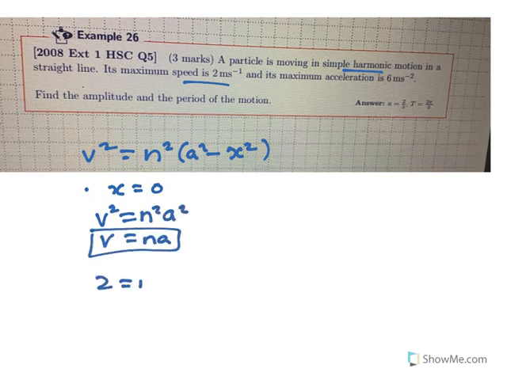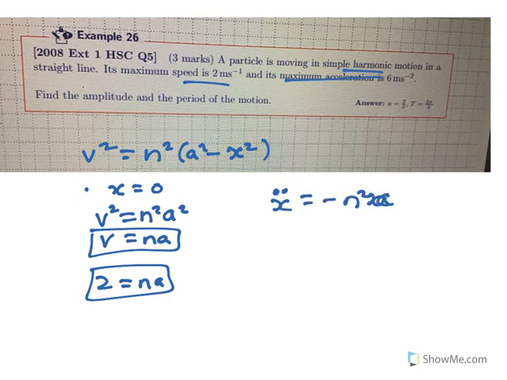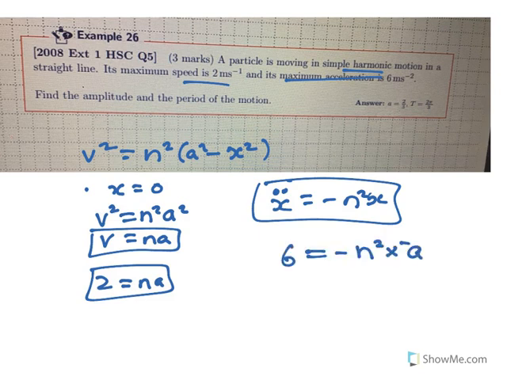So that means 2na equals 2. And the maximum acceleration, so that's going to be at the extremities, is 6 meters per second squared. So they've taken the positive one there. Because they've taken the positive and they're saying 6, then you're going to do it at x equals minus a. Otherwise it's going to be undefined.